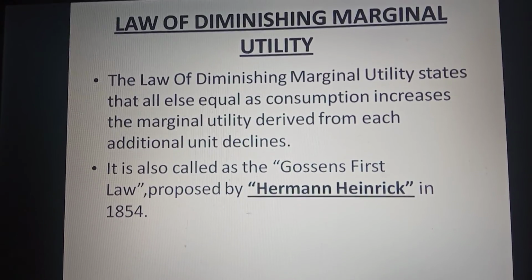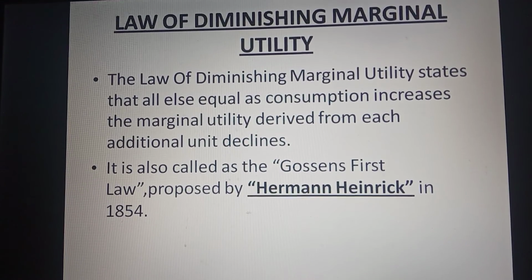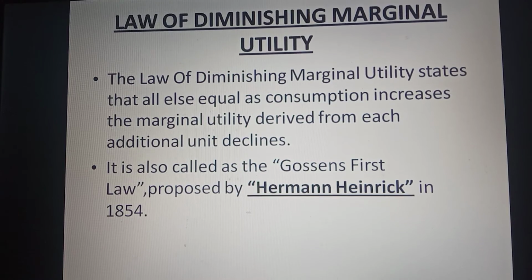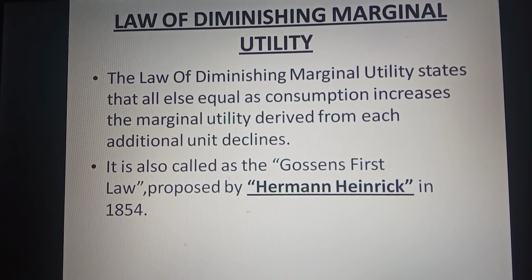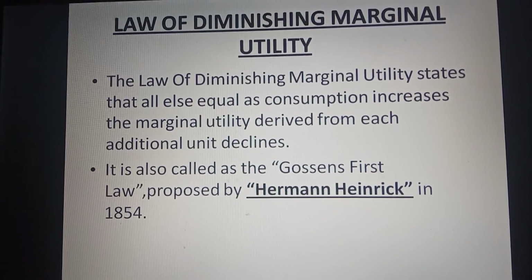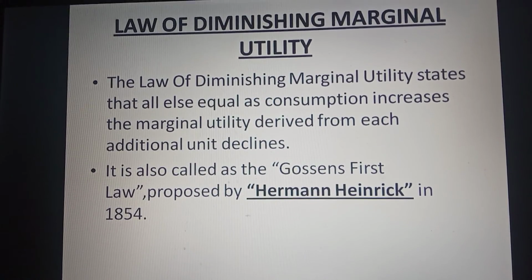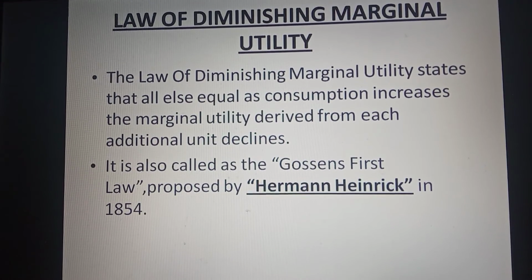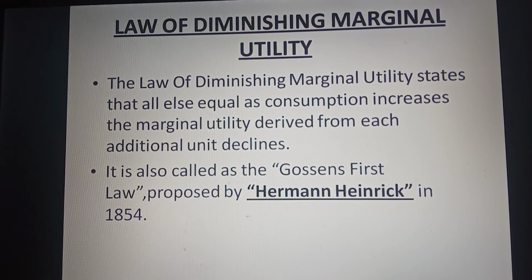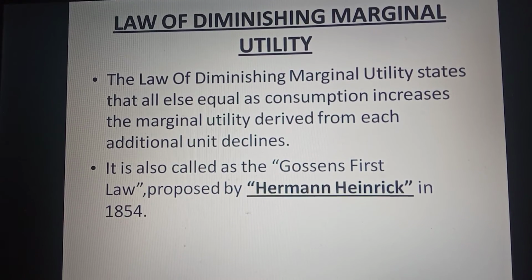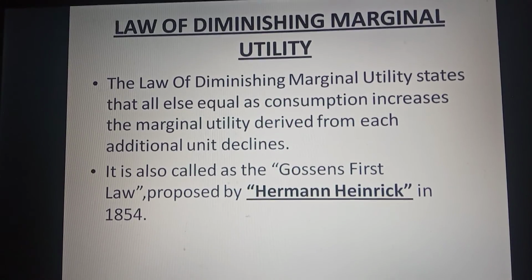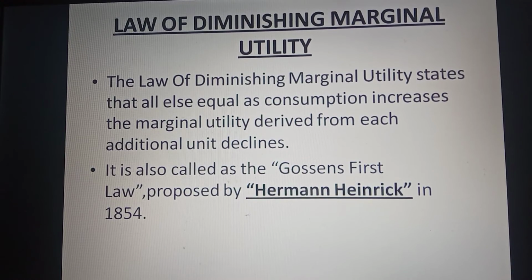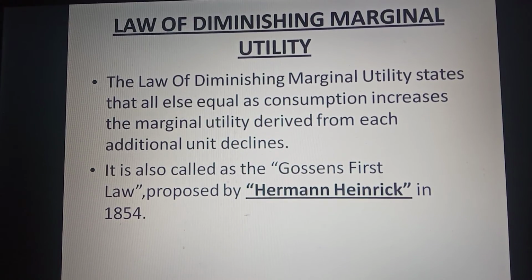Next topic is law of diminishing marginal utility. The law of diminishing marginal utility states that, all else equal, as consumption increases, the marginal utility derived from each additional unit declines. In other and simple words, it states that the marginal utility of a good diminishes as an individual consumes more and more units of a good. The extra utility or satisfaction that he derives from an extra unit consumed goes on falling. It is also called Gossen's first law, which was proposed by Hermann Heinrich Gossen in 1854.